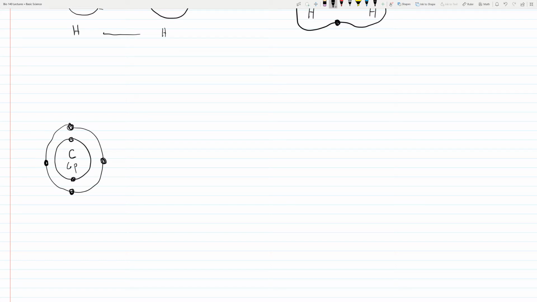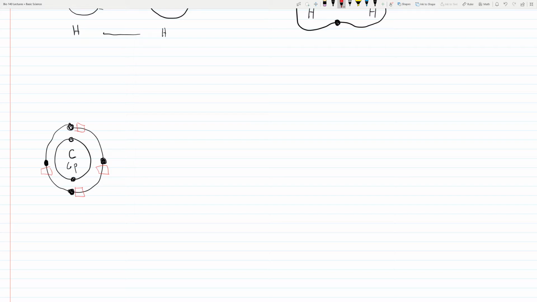Now, how many electrons does it need to fill this valence? The answer is 4. It's got a blank spot here, a blank spot here, and here. So it can share 4 electrons. This means that carbon can bond to 4 things because it can share 4 things.